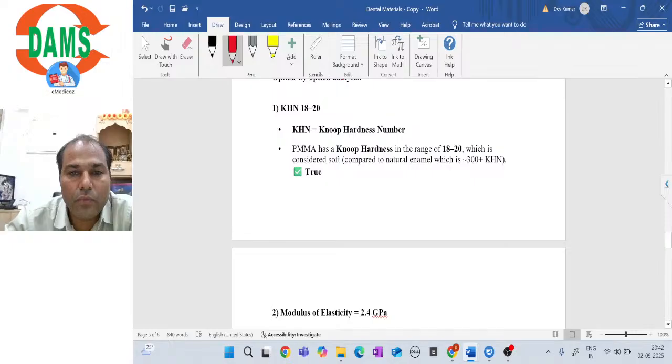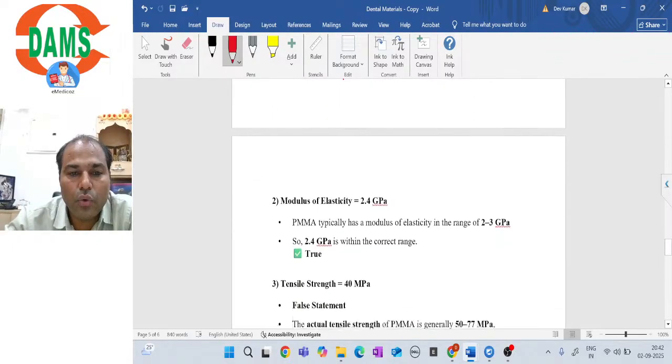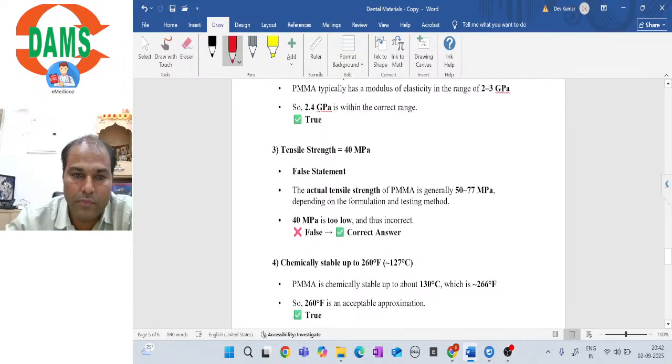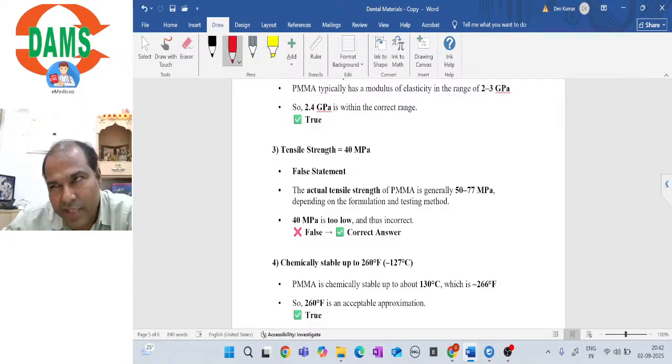The tensile strength is between 50 to 77 megapascal. It is chemically stable up to 260 degrees Fahrenheit or 130 degrees Celsius. So remember one thing, its tensile strength is higher than this, not 40, but in the range of 50 to 70 or 50 to 80. Clear?